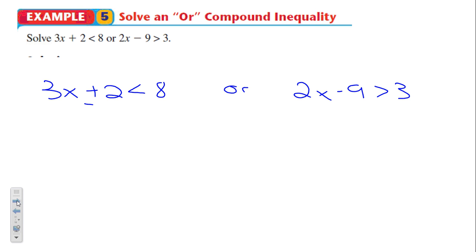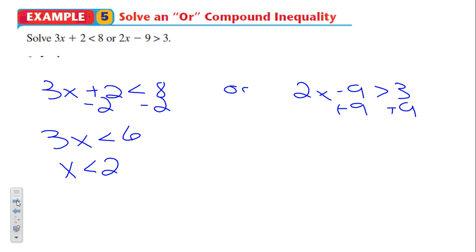So we minus 2 from this side, minus 2 from this side. Divide both sides by 3. Okay, first one's done. Go over here now. Add 9, add 9. Divide by 2, divide by 2.